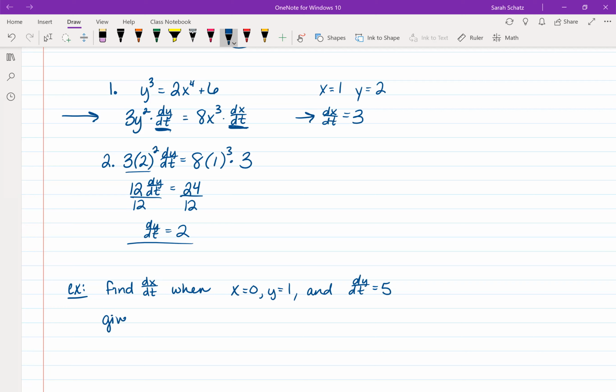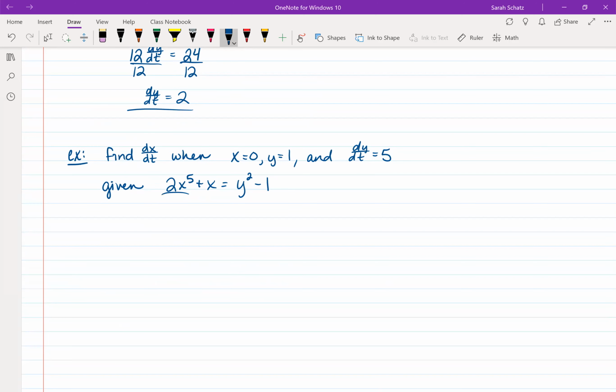This is given that x and y are related with the following equation: 2x to the 5th plus x equals y squared minus 1. So we recognize that we have an equation relating x and y. I'm going to take that equation and take the derivative of every single term with respect to time.